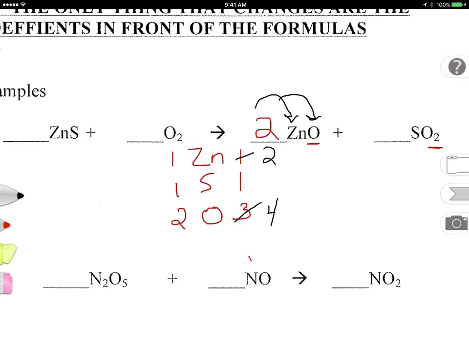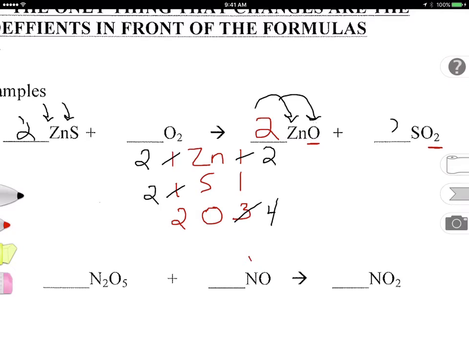But now as I look at it, if I go back up, my zinc is no longer good because I got a 1 and I got a 2. They're not the same. So I'm going to try a 2 over by the ZnS all the way off to the left. And again, that gets distributed through. So now I have 2 zincs and 2 sulfurs. Awesome, zinc is good, but sulfur is no longer good, okay?